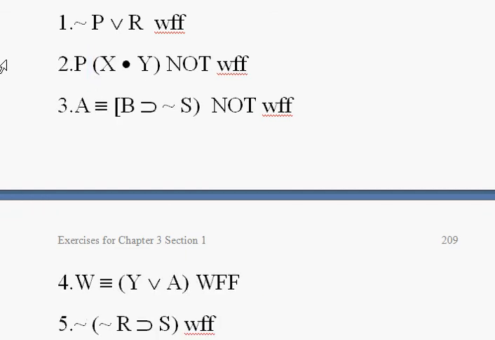Number 3, A triple bar B horseshoe tilde S. Here we have tilde S. When you think about that, it's just a lowercase p. So B horseshoe P makes sense. And then we have triple bar A outside this, and that shows that relationship, so it makes sense. The only reason this is not well formed is because it opens with a bracket and closes with a parentheses. You need to keep those the same. As long as they're different, it's not well formed.